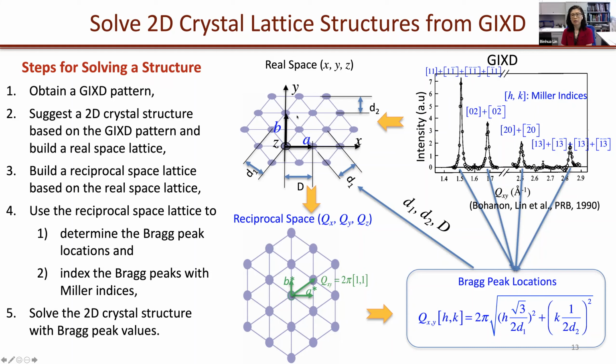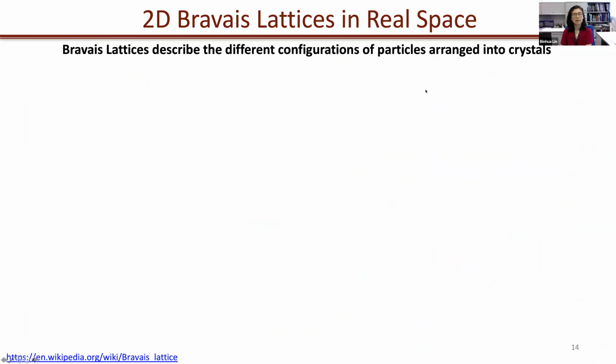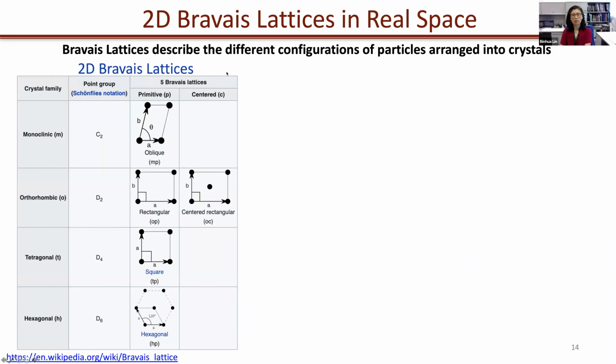So we start with the real space lattice. We start with this lattice called the Bravais lattice in real space. What are Bravais lattices? They're lattices that describe all possible configurations of crystal structures. In 2D, there are a total of 5 Bravais lattices shown here: oblique, rectangular, centered rectangular, square, and hexagonal. If you think this is overwhelming, there are 14 in 3D, so we're lucky here.